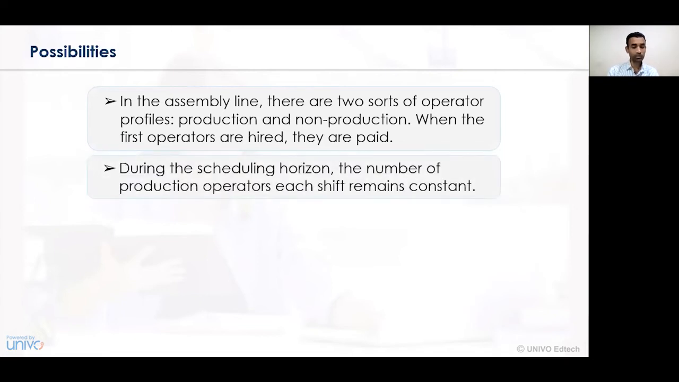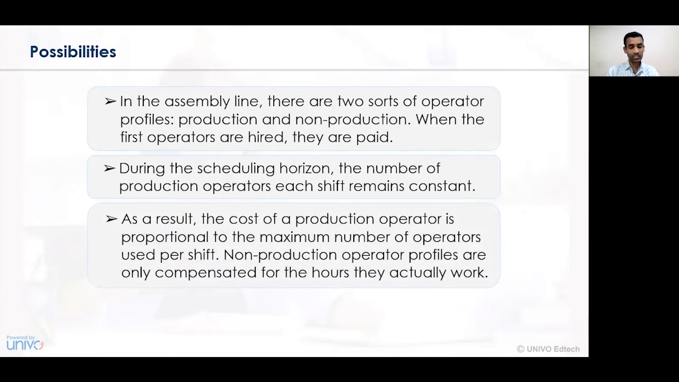During the scheduling of horizons, the number of production operators in each shift remains constant. So for every cycle time of a certain activity, the period that has been scheduled always remains constant. Hence scheduling of horizon at every stage is quite simple and stable, and it does not change according to changes in the life cycle or the product activity undertaken. As a result, the cost of production operators is proportional to the maximum number of operators used per shift. Whatever activities are undertaken per shift change as per the production operator and also as per the non-production operator.